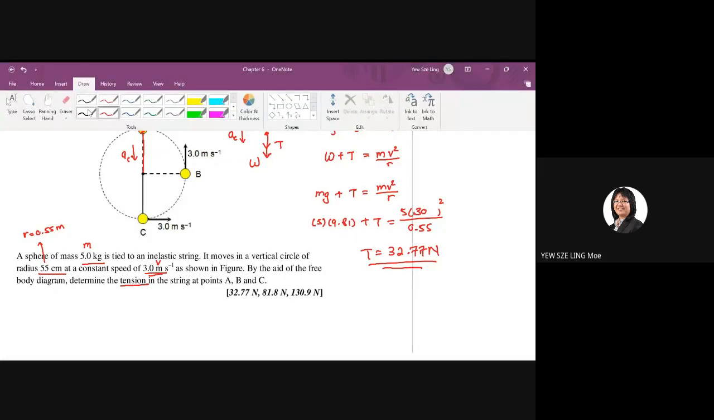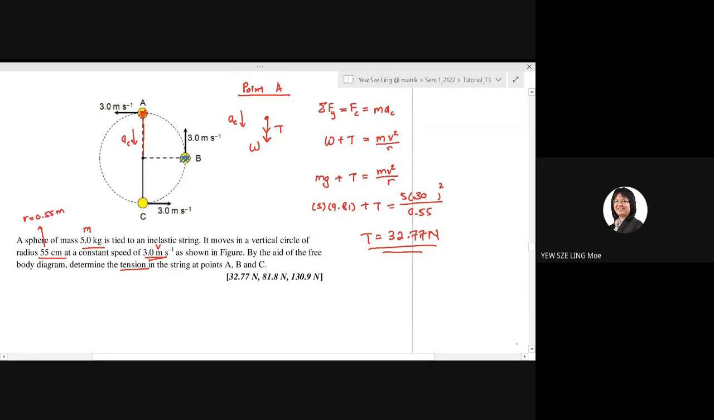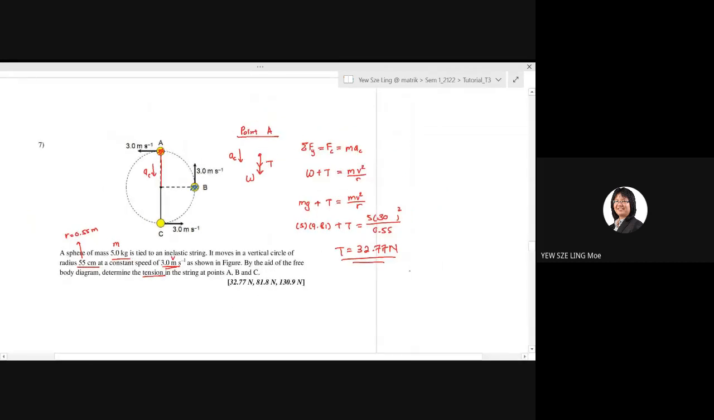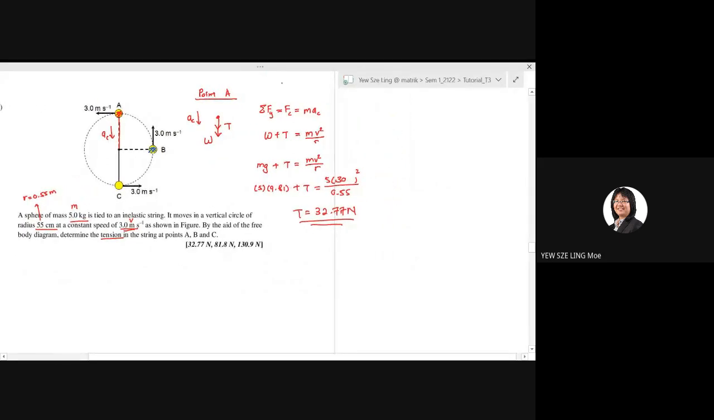So next, we are going to see what happens to tension at point B. Okay, at point B. So again, let us begin with a free body diagram. So what happens at point B is now I have a point B. The weight of the object is still going downwards. But now if you look at the diagram, the string is located on the left-hand side of the object, which means my tension is now going to the left.